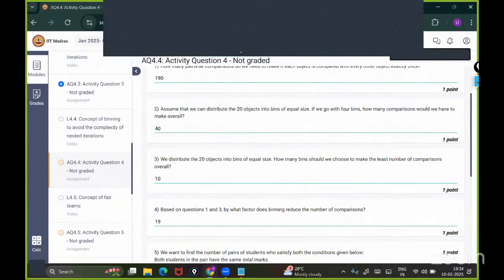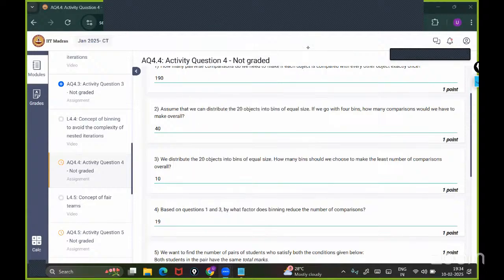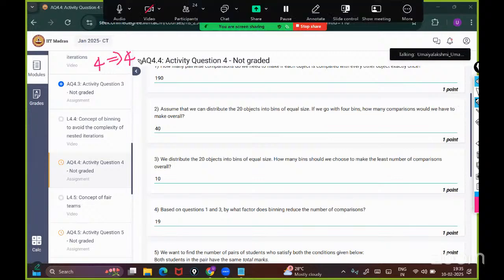Now going ahead with the third question. They said we have to divide it into how many bins? They didn't mention the number of bins, but we need the least number of comparisons. For 5 bins, if I divide it into 4 bins, 40 comparisons are made. What if I divide into 5 bins? How many comparisons will be made? 5 bins in the sense of each bin containing how many elements?